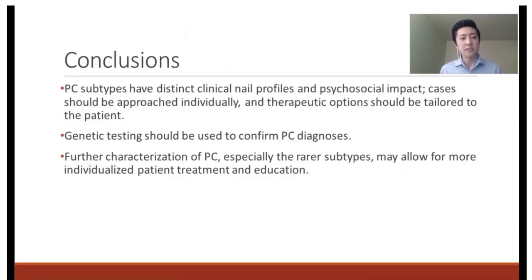In conclusion, PC subtypes have distinct clinical nail profiles and psychological impact. Cases should be approached individually, and therapeutic options should be tailored to the patient. Genetic testing should be used to confirm PC diagnoses. Further characterization of PC, especially the rare subtypes, may allow for more individualized patient treatment and education.